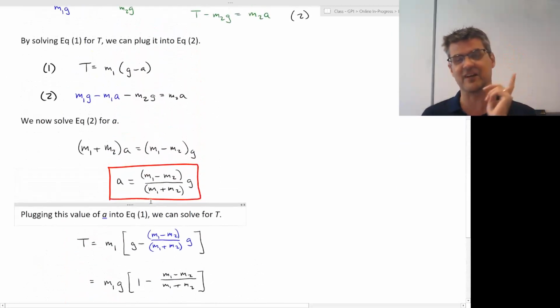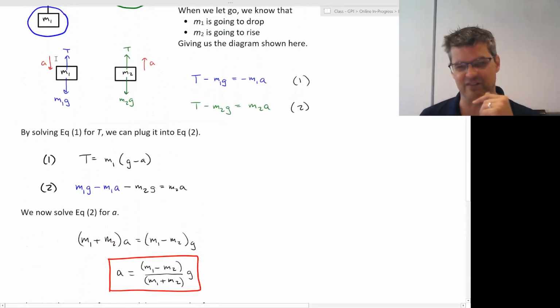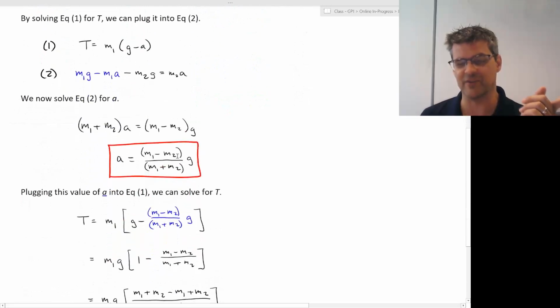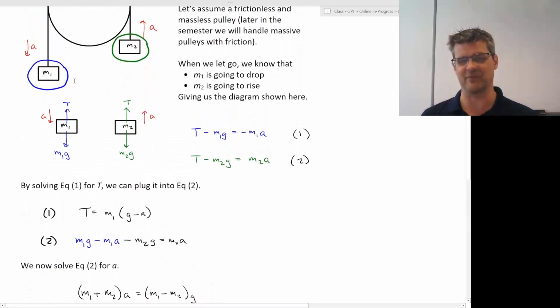Great. Now there's a couple things that we see. If M1 is bigger than M2, the acceleration is positive. The way that we pictured this is fine. If M2 is bigger than M1, the acceleration is negative. Is that a problem? Not really. If M2 is bigger than M1, I expect M2 to fall and M1 to go up. So it really works the way that it's supposed to.